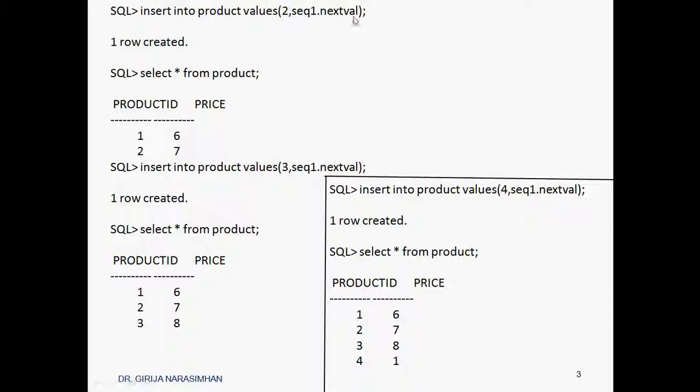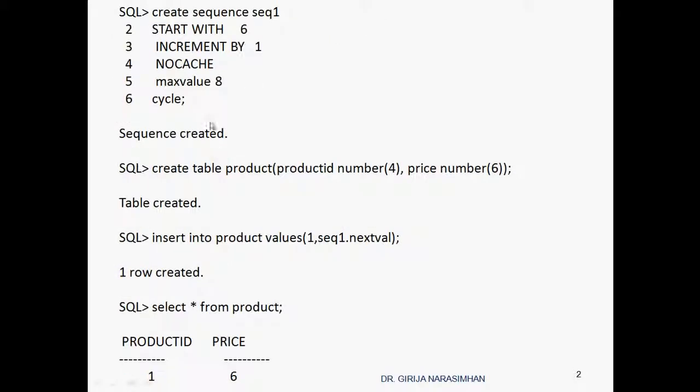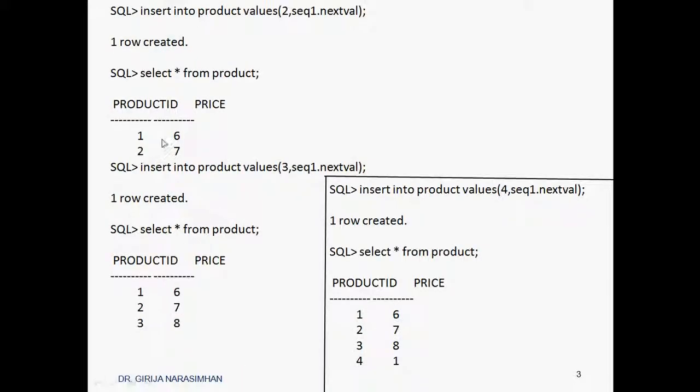Next I am inserting again, the second record, with nextval. What is the next record? Here it increments by 1. The previous price is 6, plus 1 is 7. That's why it is the second. Third, I am inserting, and it is giving 8. It is giving 8.